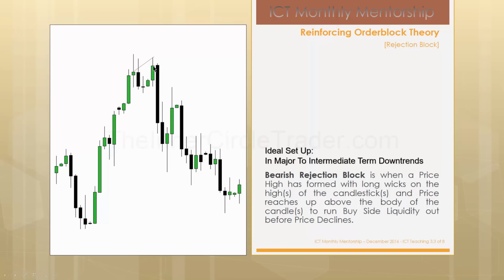This pattern here, shooting above this previous body or previous close, this is the highest close or highest open in this swing high. This candle here drives above it, clearing out the buy side liquidity, and then rejection. Basically, what we're seeing is distribution.